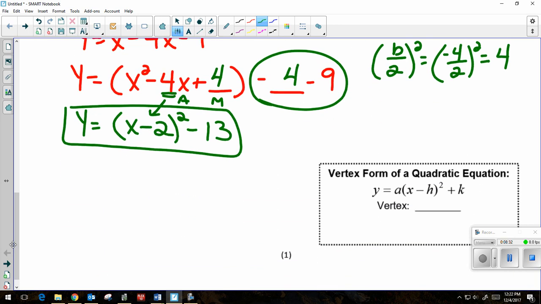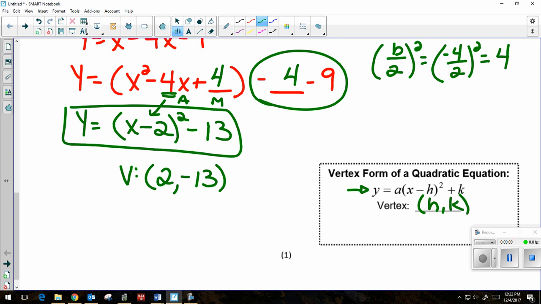So this is an example. The generic form is with variables. So the generic form is over here. y equals a(x minus h) squared plus k. Your vertex is always going to be the opposite if it's in parentheses. So my negative 2 is in parentheses, so my vertex is going to be a positive 2. And this minus 13 on the outside is not in parentheses, so it stays the same. So my vertex is (2, negative 13). So in the general form, it's going to be (h, k).